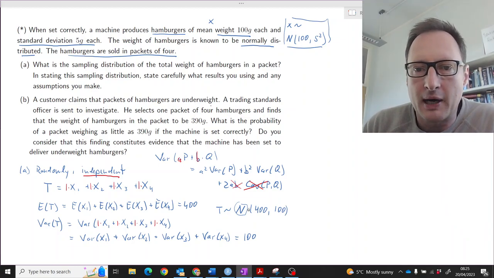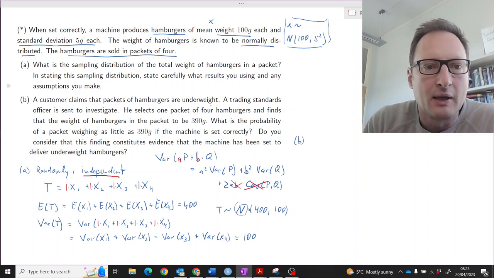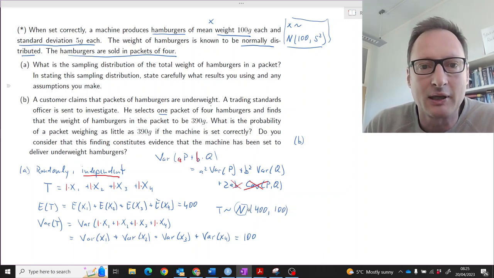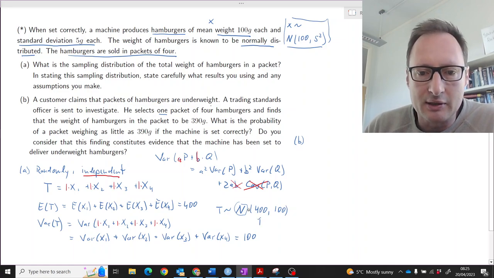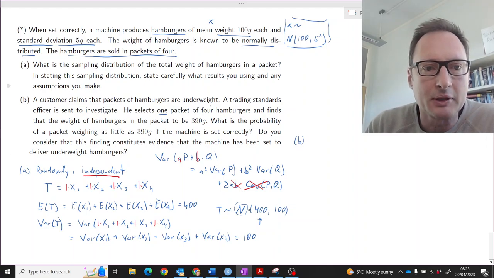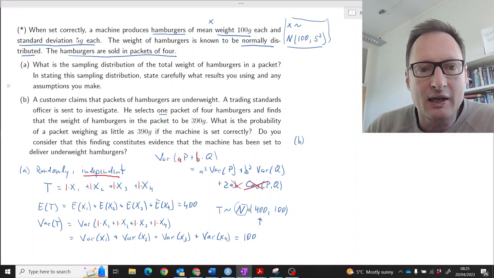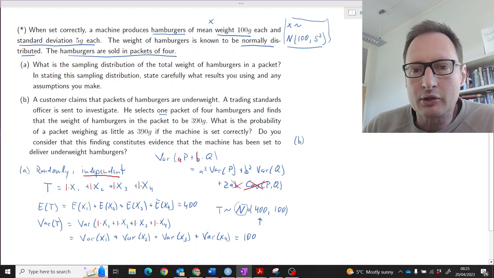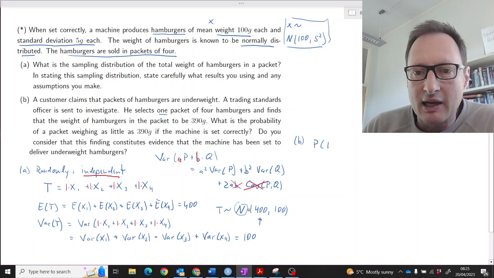So let's move on to part B. A customer claims that packets of hamburgers are underweight. A trading standards officer is sent to investigate. He selects one packet of 4 hamburgers, possibly an investigator would select more than one, but that's a later topic, and finds that the weight of hamburgers in the packet is 390. Remember, our expected value is 400. What is the probability of a packet weighing as little as 390 grams if the machine is set correctly? Do you consider this finding constitutes evidence that the machine has been set to deliver underweight hamburgers? So what we now want to calculate is the probability that T comes out with a weight of 390 or less.